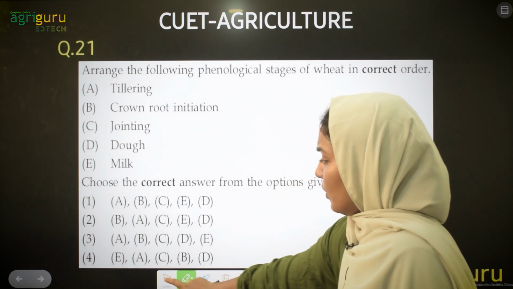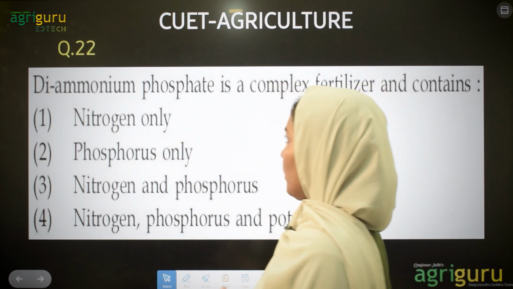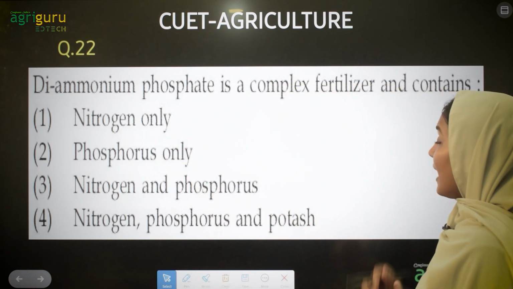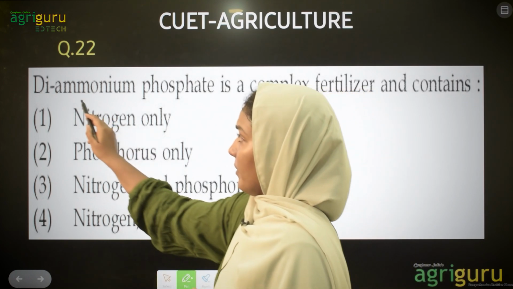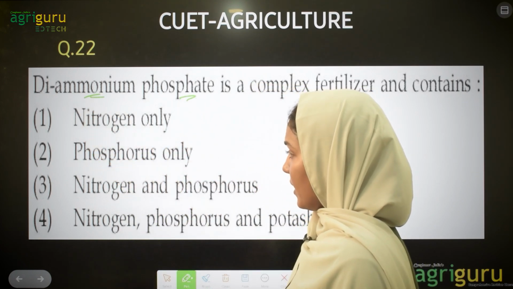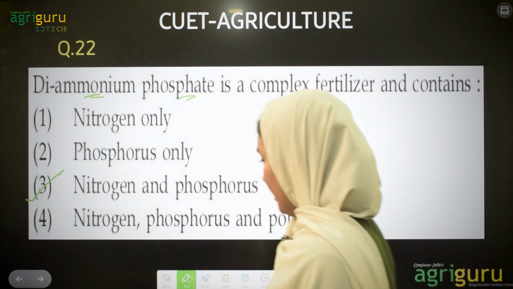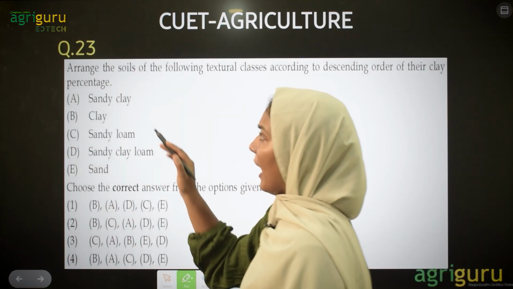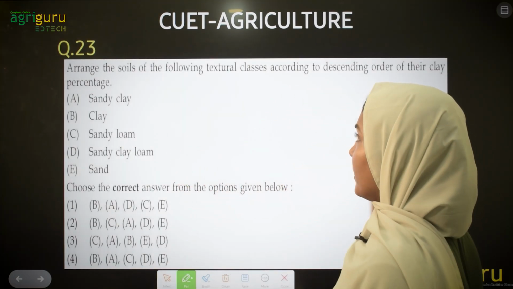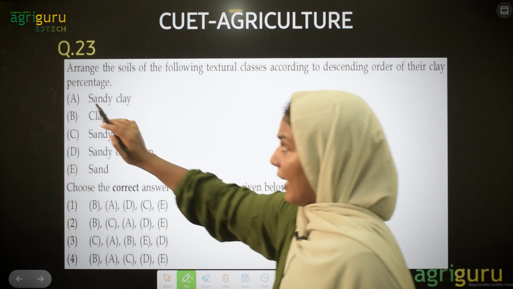Okay, let's move on to the next question, that is question number 22. Diammonium phosphate is a complex fertilizer. Diammonium phosphate contains ammonium, that is nitrogen, and phosphate. It contains nitrogen and phosphate. That is option number 3 is the right answer. Question number 23. Arrange the soils of the following textural classes according to decreasing order of their clay percentage.